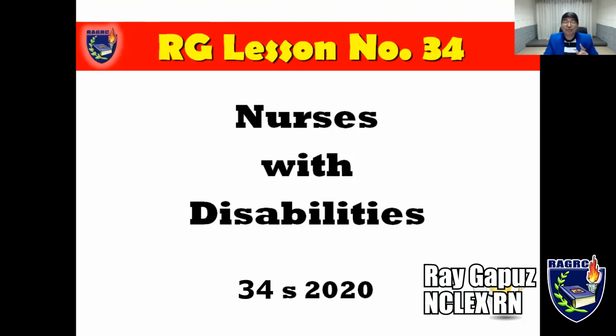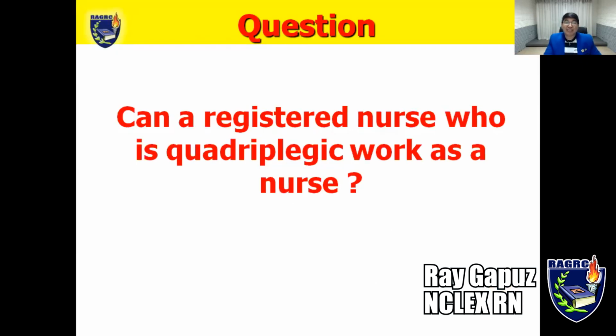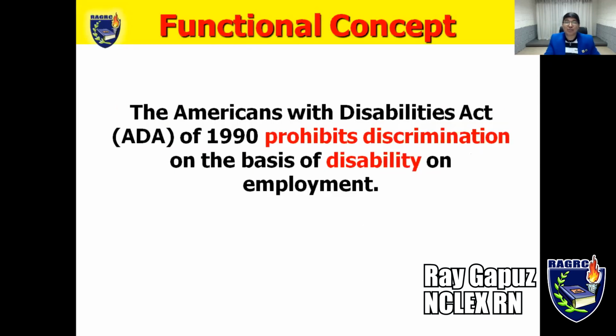So let me first highlight a question that was actually asked by one of our subscribers. Can a registered nurse who is quadriplegic work as a nurse? So before we answer that question, let us be guided by functional concepts. Remember, what are functional concepts? Well, a functional concept could be a word, a phrase, a sentence, or even a paragraph that will enable you to deconstruct questions on the NCLEX RN.